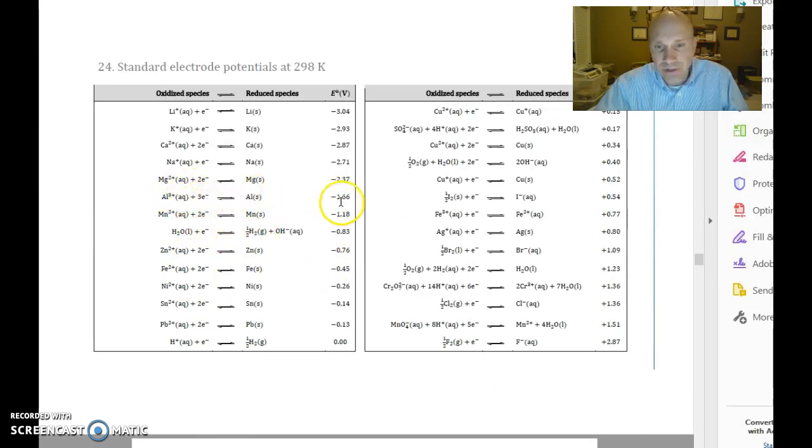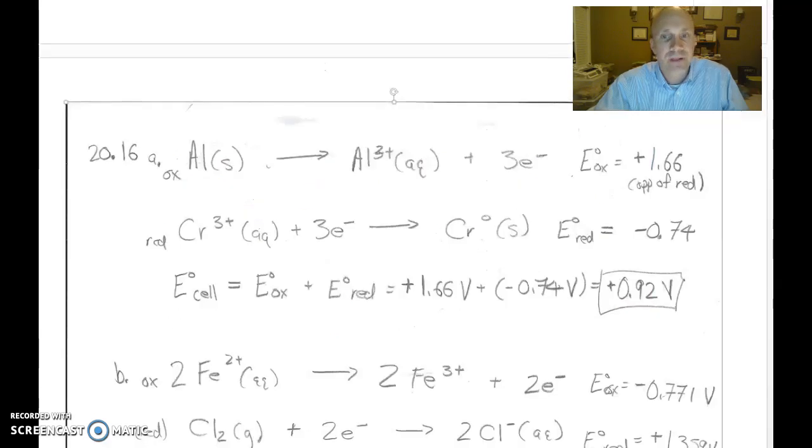Aluminum, all right. Here you can see that aluminum is written as a reduction, and this is its standard potential. If you write this reaction reversed as the oxidation, all that does is change the sign. That's why that's a positive 1.66, and we know that the electromotive force of the cell is going to be the sum of these two. So we just take these two things, add them up, and get this right here.